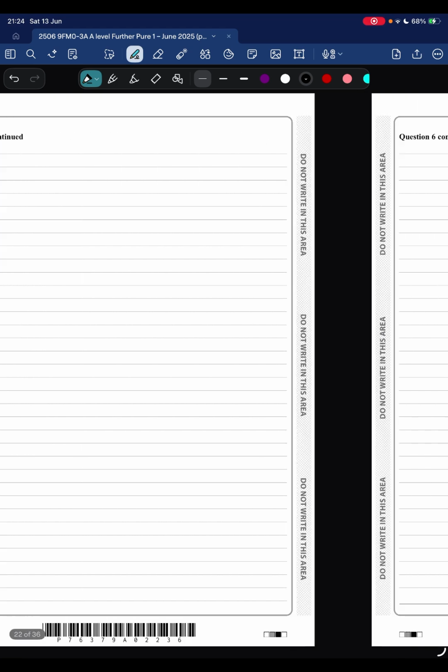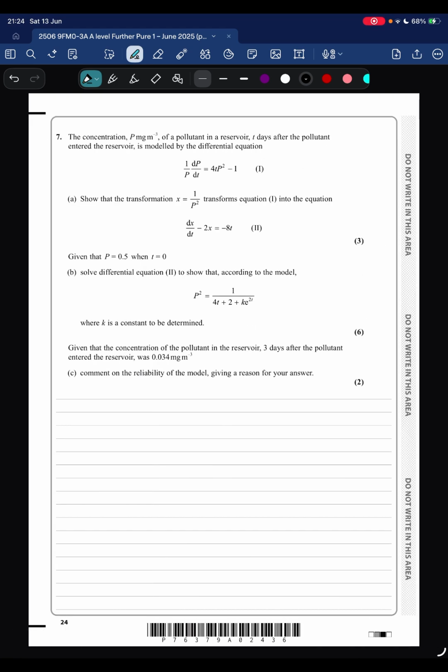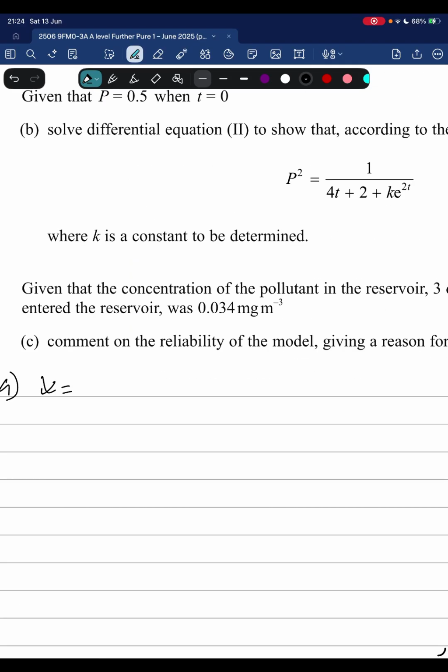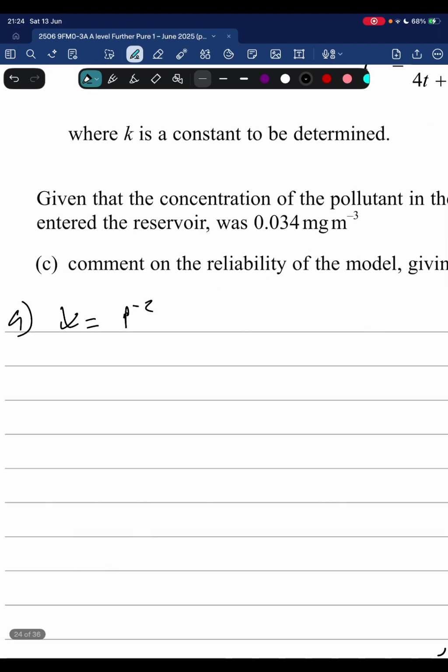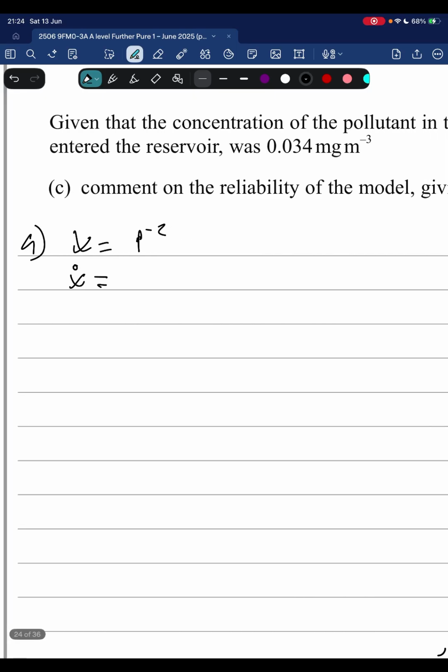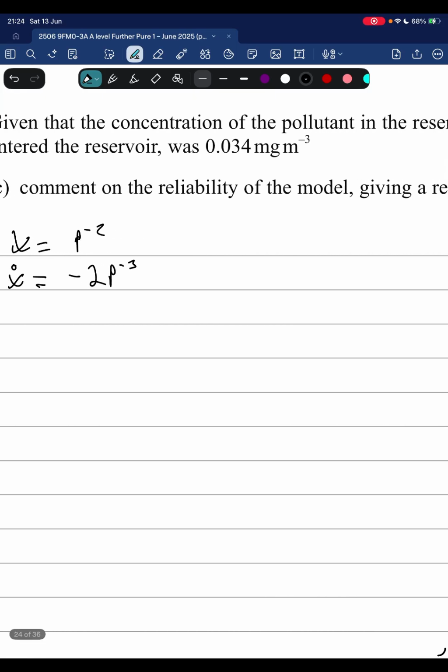Okay, so next question we have a reducible differential equation. So the first thing we can do is a substitution. If we let x equal p to the minus 2, we can differentiate with respect to time. So x dot, which is dx by dt, is minus 2p to the minus 3 times p dot.